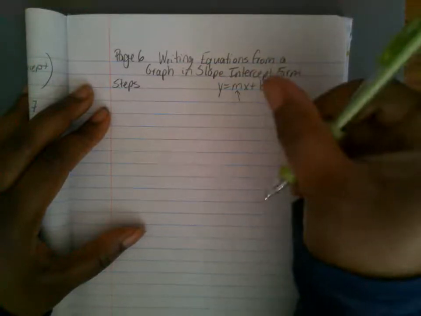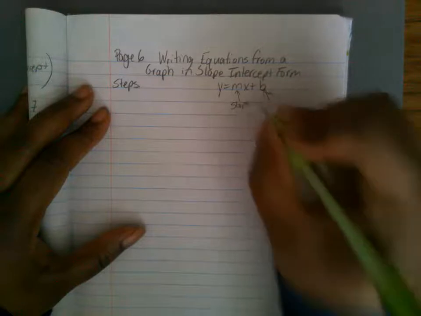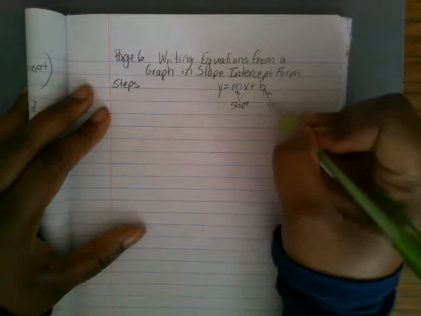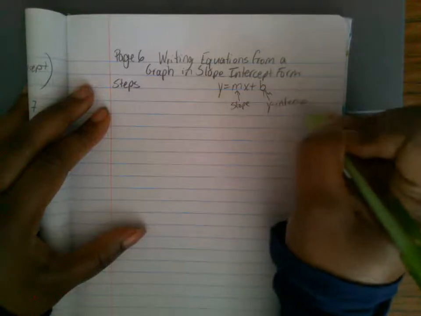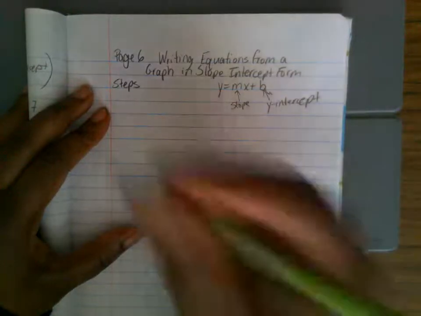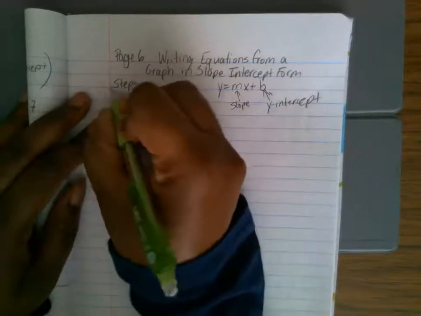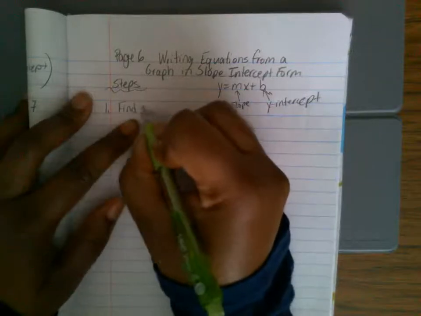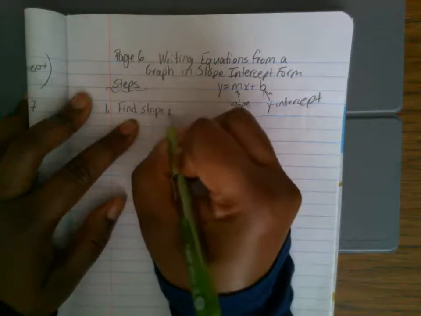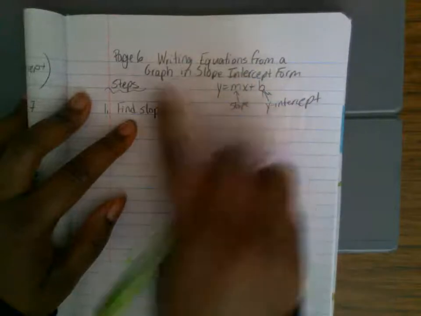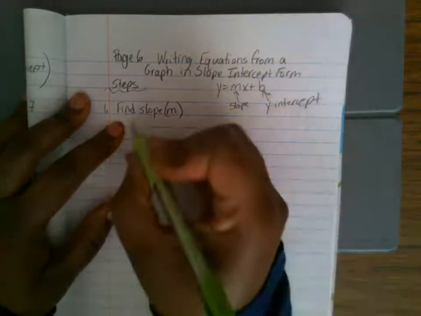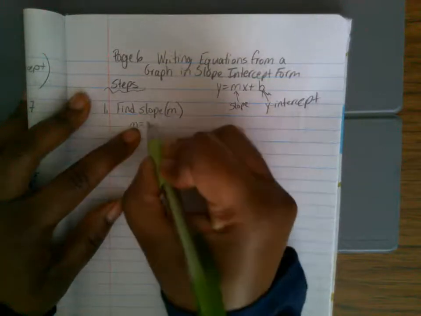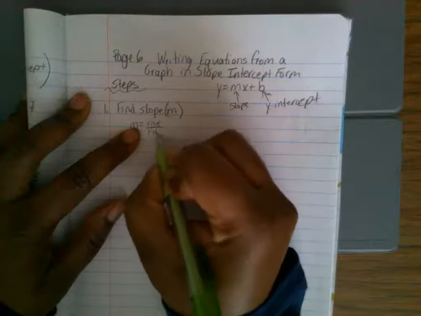The number for m represents the slope of the line, the rise over the run. And the number for b represents the y-intercept. That's where the line crosses the y-axis. So our steps are very simple. The first step is to find the slope. And since this is a graph, or a line, you're going to use m is equal to, which m represents the letter for slope, rise over run. Okay? You're going to use rise over run.